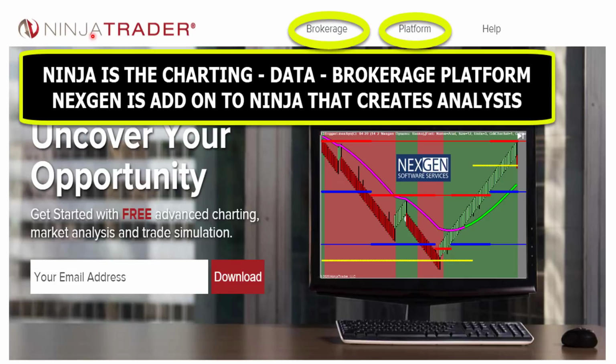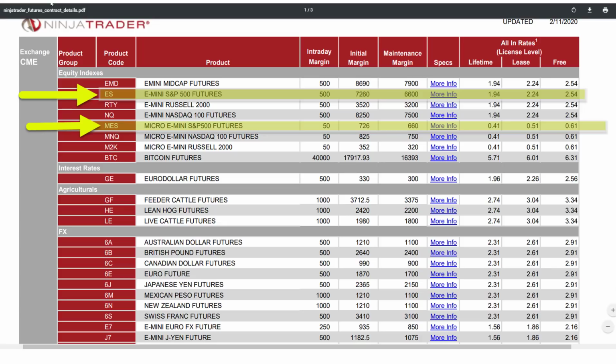NinjaTrader, who our software resides in, is the brokerage firm and the trading platform. Now, there are some other brokerage firms you can trade through as well, but NinjaTrader will do the actual charting and data, and then our software resides inside of NinjaTrader to do the actual analysis. So again, the exchange is the CME, the broker and the charting platform is NinjaTrader, and they set the cost to day trade a contract. This is the intraday margin for day traders.